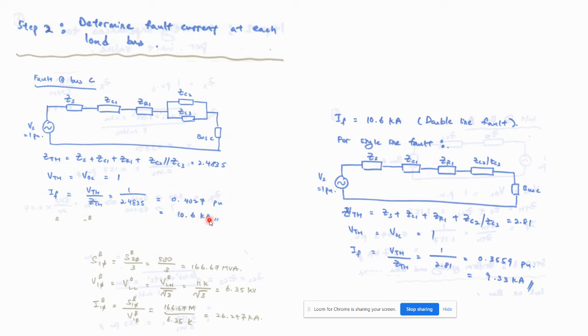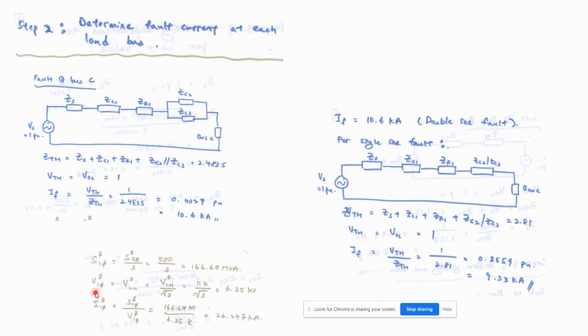So how do I get the base value of the current? Easy. Initially, we take the per phase, right? This is a per phase analysis. Therefore, we take the per phase base power. The three-phase complex power is 500 MVA. So the single phase is divided by 3, and we get this.